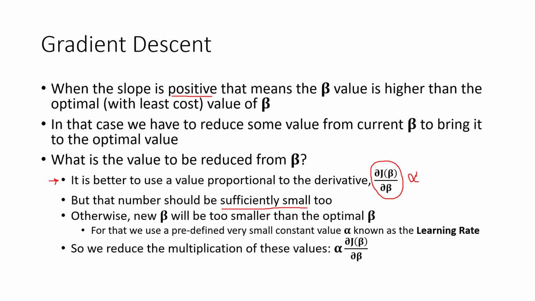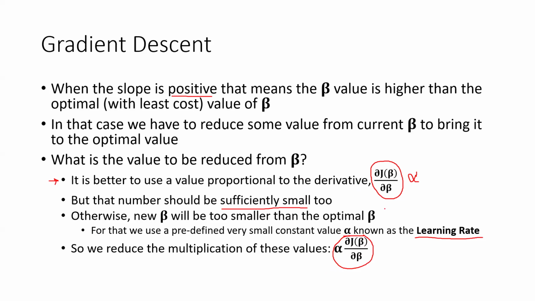For that use, because we want to reduce only a small value in the same direction, proportional to this value. What we are doing is multiplying this slope with a smaller value known as the learning rate, represented by alpha. We take this product as the value that we are going to reduce from the original beta, right?